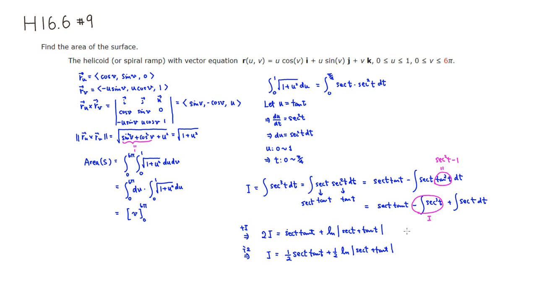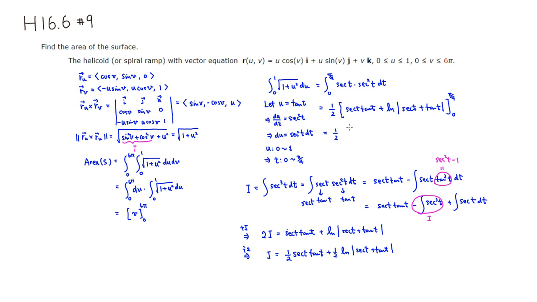So we put that back in here. We're going to have 1/2, I'm going to pull the 1/2 out right here, and then we have secant of t times tangent of t plus the natural log of the absolute value of secant of t plus tangent of t. And then we're going from 0 to pi over 4.